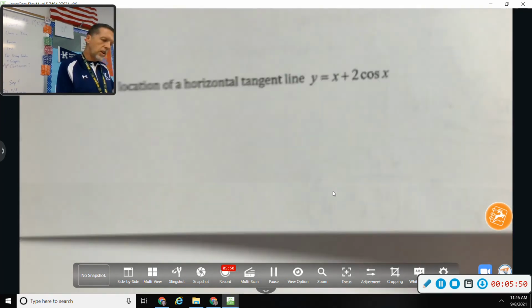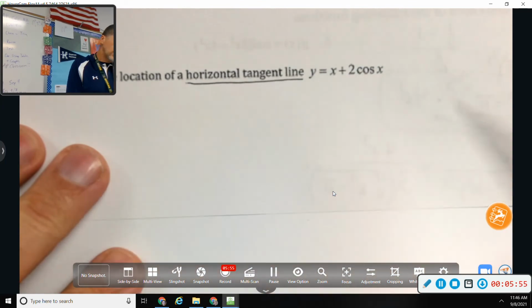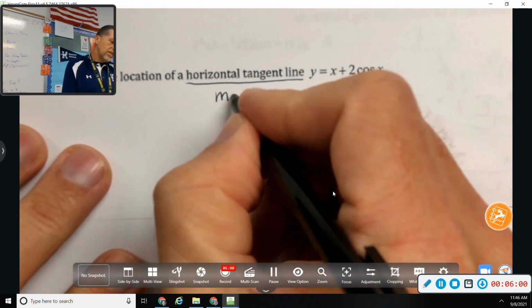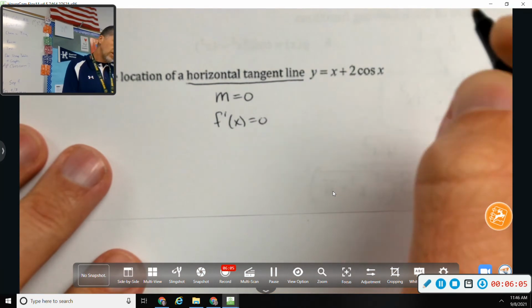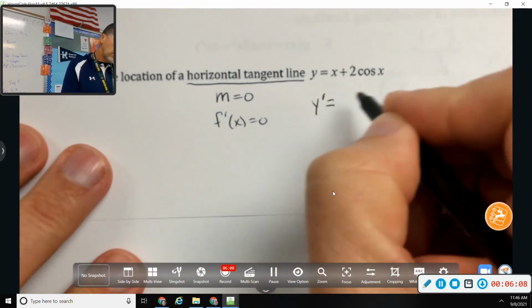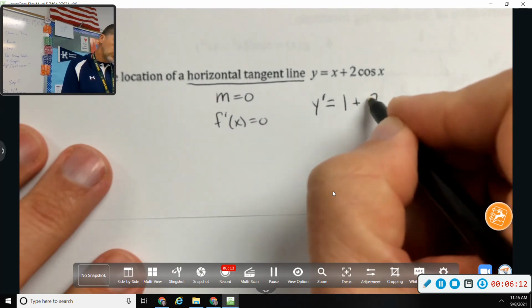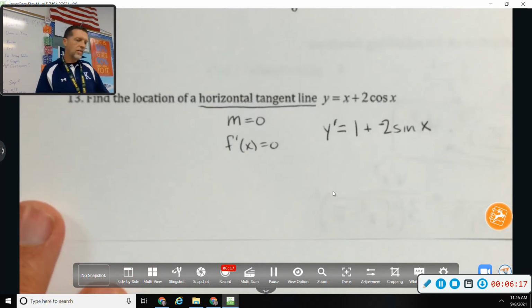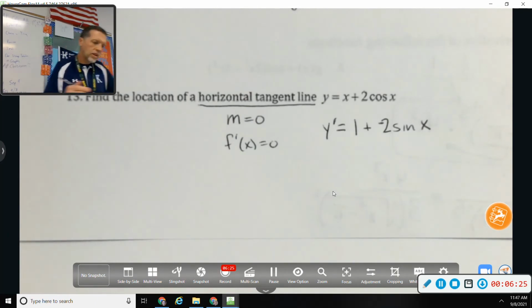On number 13, we know what a horizontal tangent line is. The slope is 0, which means the derivative is 0. So y prime equals 1 plus 2, negative 2 sine x, since the derivative of cosine is negative sine. And we want to know where that is 0.